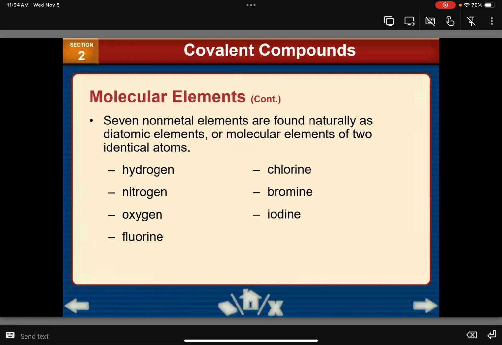And this is what I was just talking about with the diatomic molecules. So 7 nonmetal elements are found naturally as diatomic elements, diatomic molecules, or molecular elements of 2 identical atoms. So H2, N2, O2, F2, Cl2, Br2, I2. Those are diatomic molecules. Again, you should have had that written on your periodic table, but you can write that on there. You might just write across the top, diatomic molecules, and put H2, N2, O2, F2, Cl2, Br2, I2.